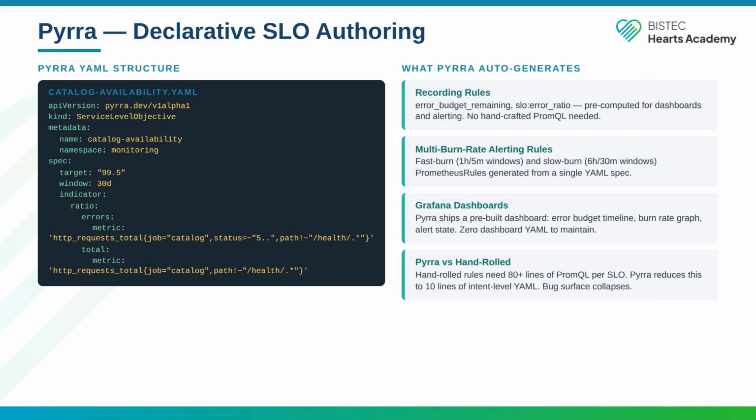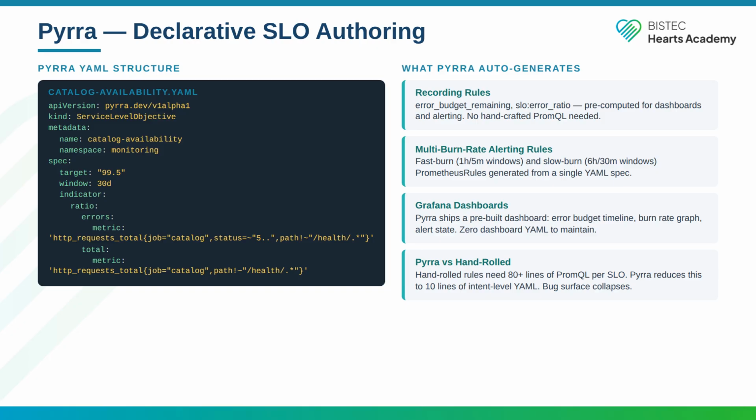Pyrra is a Kubernetes operator that turns a declarative service-level objective resource into production-ready Prometheus rules. You define the indicator and the target. Pyrra generates the recording rules for error budget tracking and the alerting rules for multi-window burn rates.